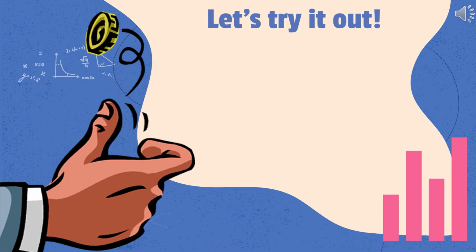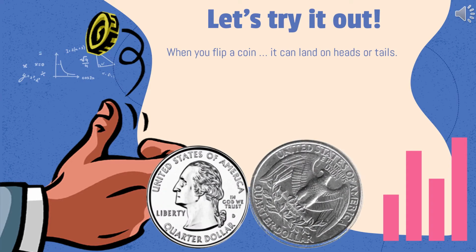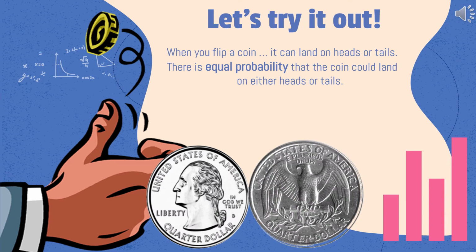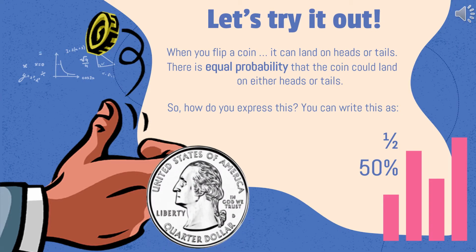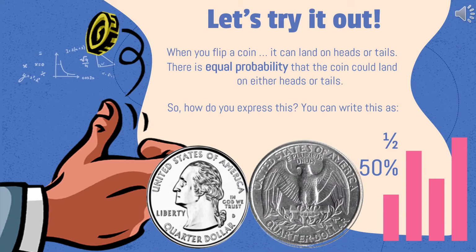Let's try it out. You can grab any coin and try this with me. When you flip a coin, it can land on heads or tails. There is equal probability that the coin could land on either heads or tails. So how do we express this? You could write 1 over 2 or 50%. There's a 50% probability that the coin would land on heads and a 50% probability that it would land on tails.